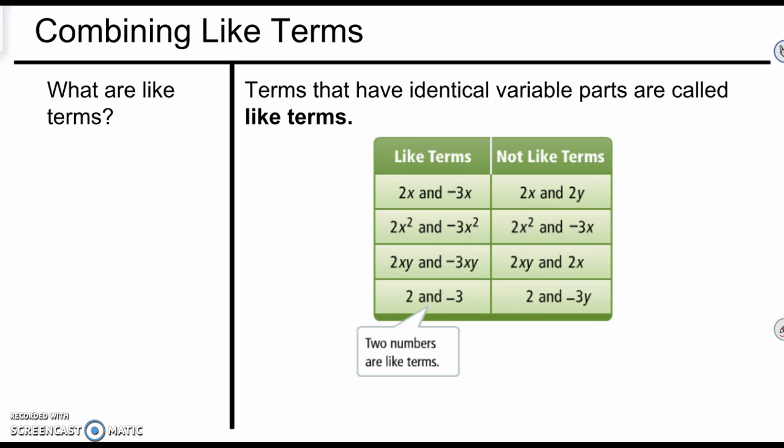Like terms are terms that have identical variable parts. For example, 2x and negative 3x are like terms. 2x squared and negative 3x squared are like terms. 2xy and negative 3xy are like terms. And 2 and negative 3 are like terms because two numbers are like terms. If your variables are not the same, or they do not have the same exponent, they are not like terms.